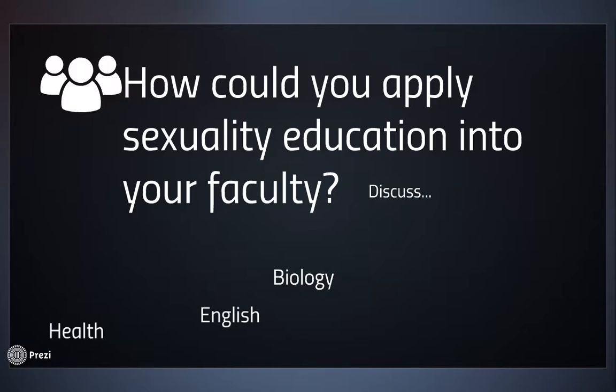In English, there are always units on identity, and during these units you could explore sexuality, other genders, and sexual orientation. Also, the book choices that are studied in VCE could relate to or incorporate sexual education, such as Year of Wonders explored in the VCE text in 2013.